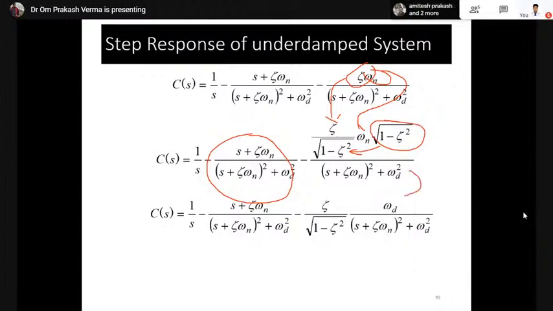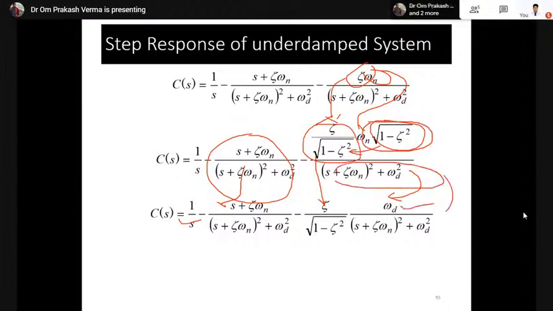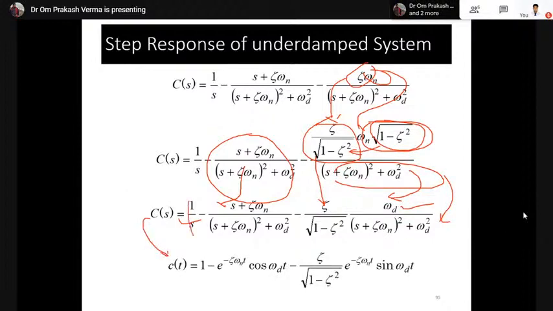Based on this equation, the solution that we have taken with 1 upon s, there is no problem, we have just copied. This value is written here, zeta upon root 1 minus zeta square, and we have defined omega n root of 1 minus zeta square as omega d, and the denominator is written here. Now find the inverse Laplace. What is the inverse Laplace of 1 upon s? This is the unit step value, 1.